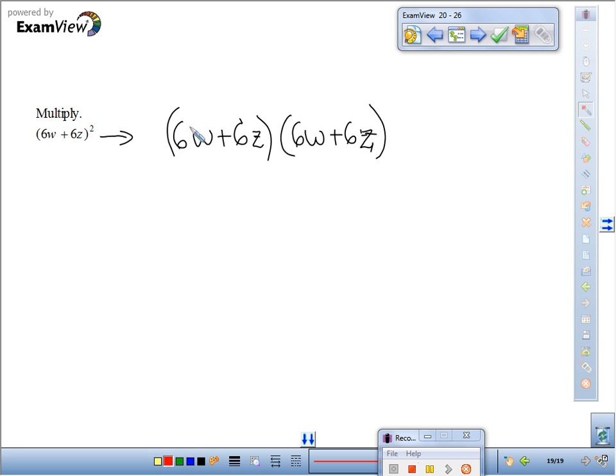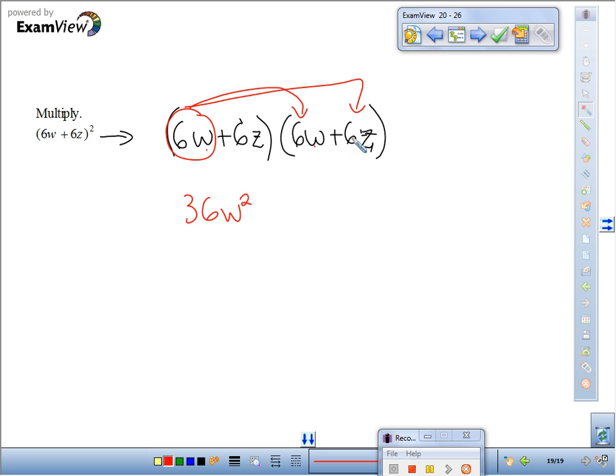Okay, let's go one term at a time. 6w times 6w. 6 times 6, that's 36. w times w, w squared. Some of you forget to put that second power.